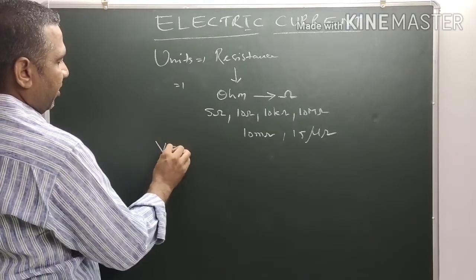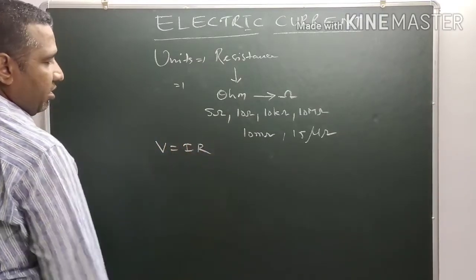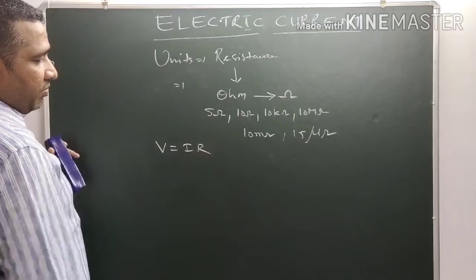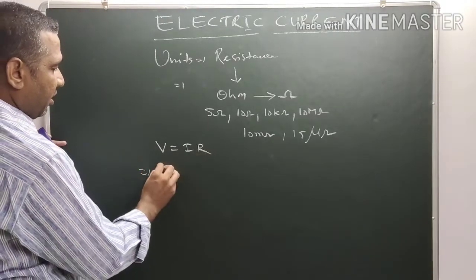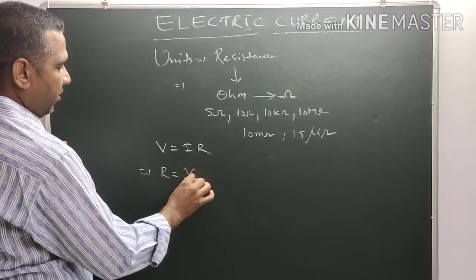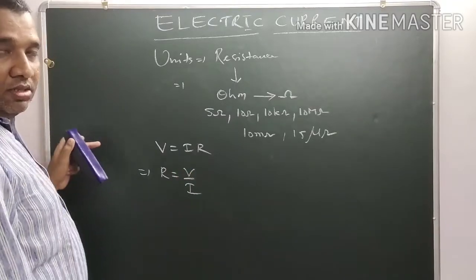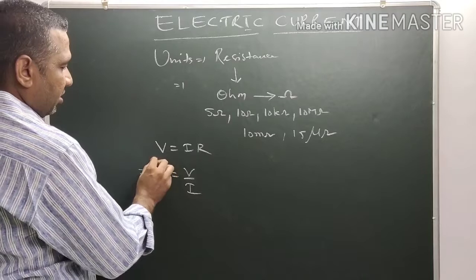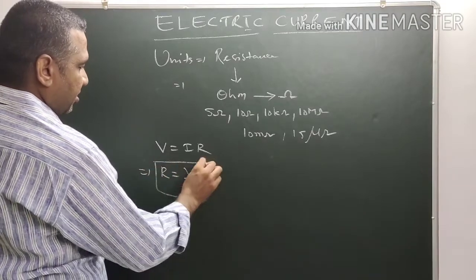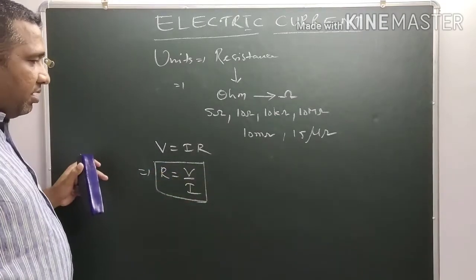We have taken the formula V equals IR, which we got from Ohm's law. So we write the equation for R: R is equal to V by I. R is nothing but the resistance, the electrical resistance. R is considered as the electrical resistance.